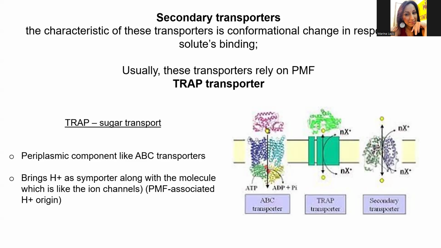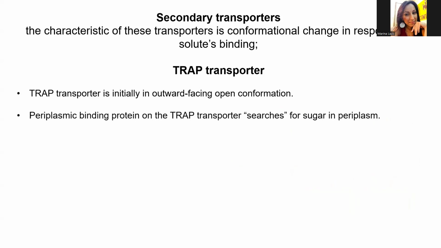So how it functions, where the whole process starts. Initially, when it's ready to take C4 sugar, the transporter is in an outward facing conformation. It's open to accept sugar. What's happening before binding? There is this periplasmic binding protein on the TRAP transporter. It literally looks like a little tail. It's part of the transporter that kind of screens through for sugar in the periplasm.